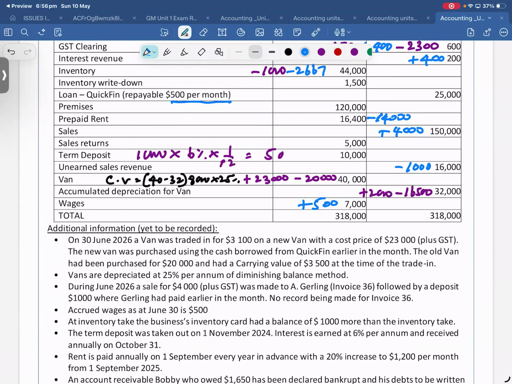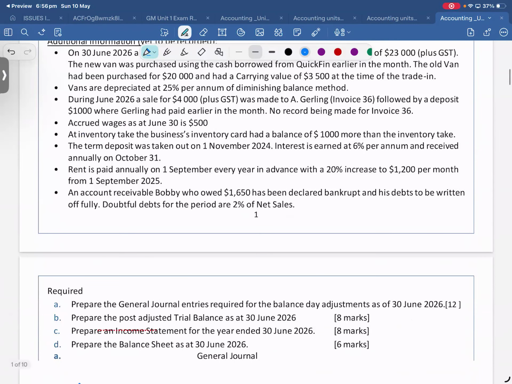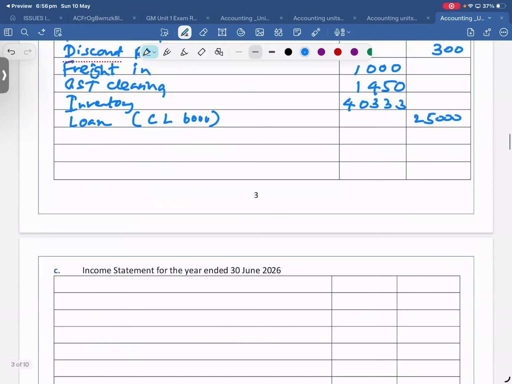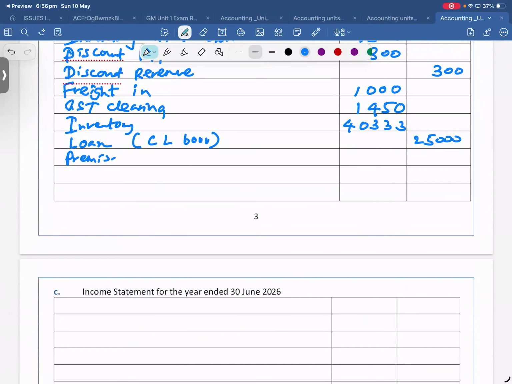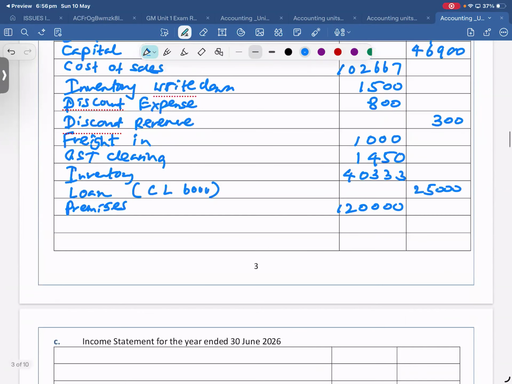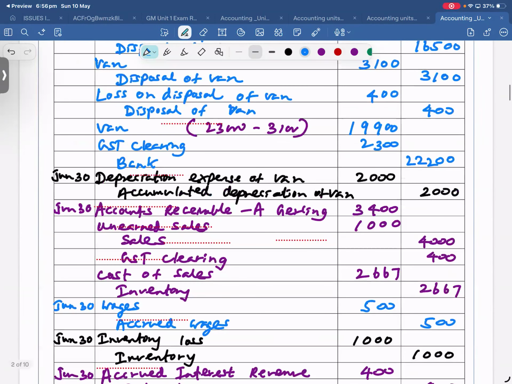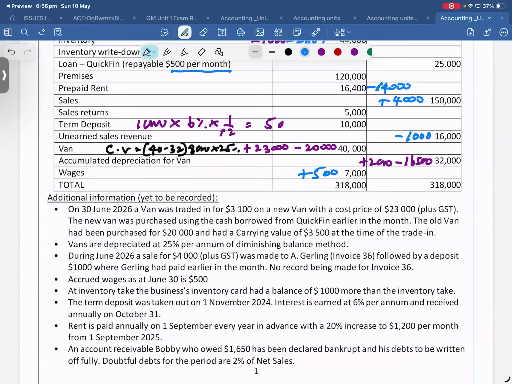Premises 120. Prepaid rent done. Sales, have we done? No. Sales and sales returns.